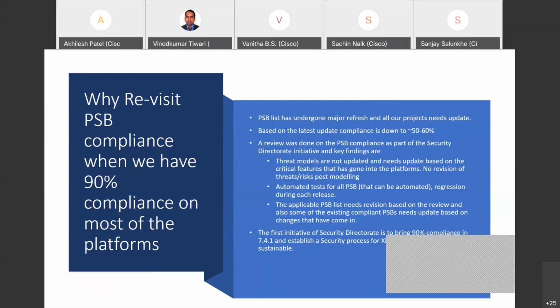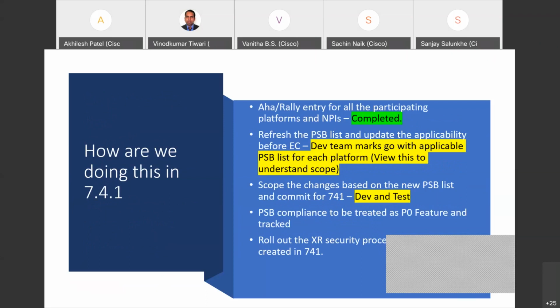The first initiative for the Security Review Directorate is to bring in 90% compliance in 741 with quality. We were 90% compliant in 701 also, right? So we have some learning. Quality is most important here, and making the compliance a sustainable process. It's not about just putting a process in place. How can we sustain it? And from the execution side, we are able to make it a mandatory process.